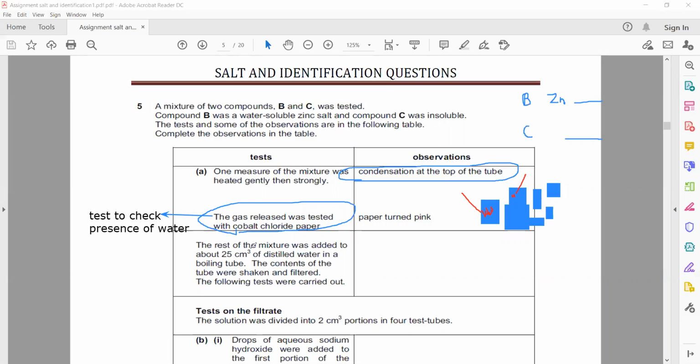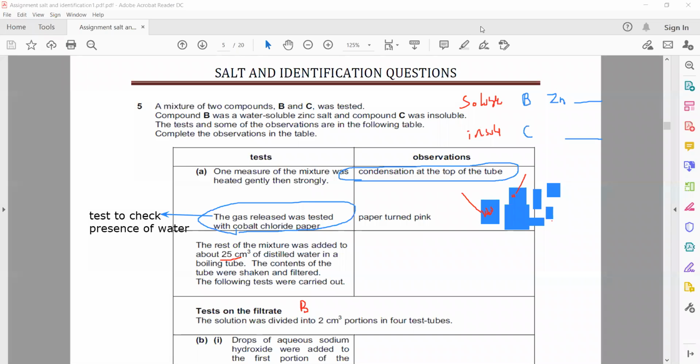Next, the rest of the mixture was added to 25 cm³ of distilled water. The contents of the flask were shaken and filtered. Test on filtrate. What will be the filtrate, B or C? B is soluble, C is insoluble. So B will be the filtrate because B is a soluble salt. What passes through the filter paper?